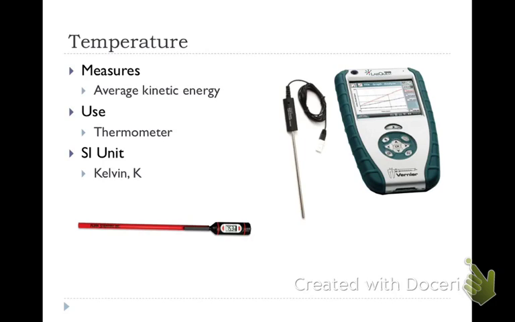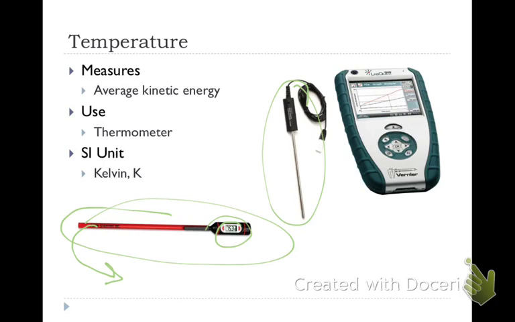For temperature, temperature measures the average kinetic energy. Underline that, highlight, whatever you need to do. It's average kinetic energy. Temperature does not measure heat. Alright, so make sure you know that. We use a thermometer. In fact, we can use one of these thermometers down here. They're located generally in your boxes. We take this little red cover off, and this is a digital thermometer. A lot of times we'll use the Vernier LabQuest with a temperature probe attached to it. And the SI unit for this is going to be Kelvin, or big K. There is no degree symbol in here either.